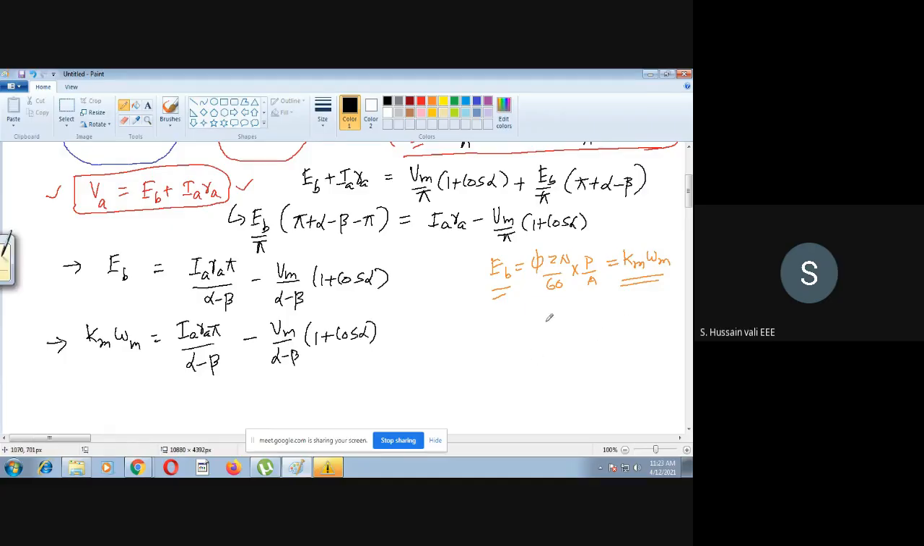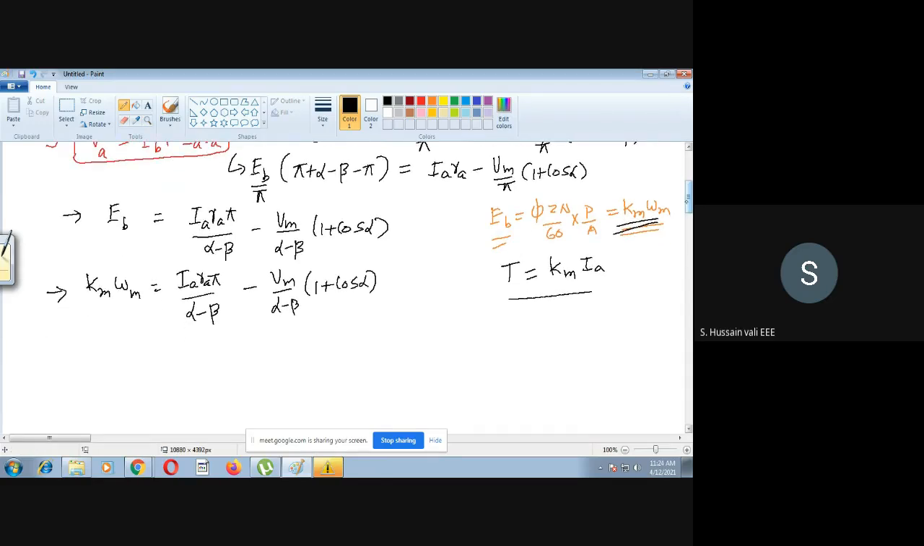What is that thing? I will write this side: T is equal to Km into Ia. See, both this equation and this equation we got from the expressions of back EMF and torque, which we discussed last class. So from this expression, what is Ia? Ia is equal to T by Km.